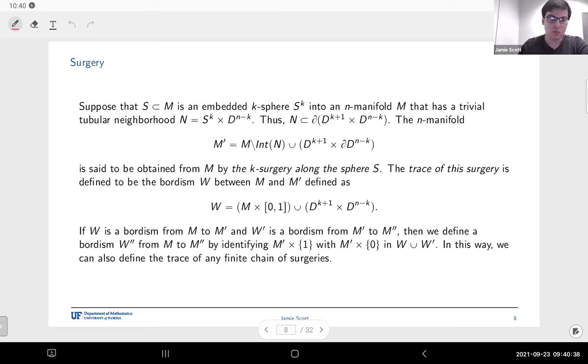If we do two surgeries, for instance, so we have a bordism W from M to M prime and a bordism W prime from M prime to M prime prime, then we can define a new bordism W prime prime from M to M prime prime. I'm sorry for all the primes. We identify the endpoint of the first bordism to the beginning point of the second bordism, and we can define a new bordism in this way. We call this bordism the trace of that chain of surgeries. And of course, we can inductively define this for any chain of surgeries we want.